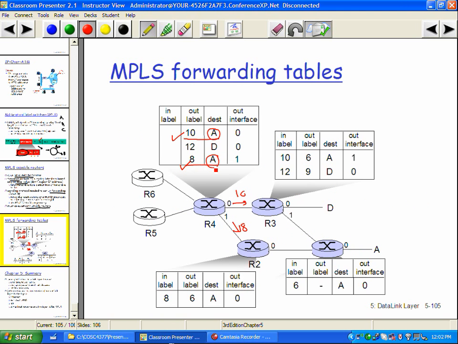But why would you want to do that? There can be only one optimal route to A. Why would you want to send some packets through this interface and some packets on this interface when they have the same destination?